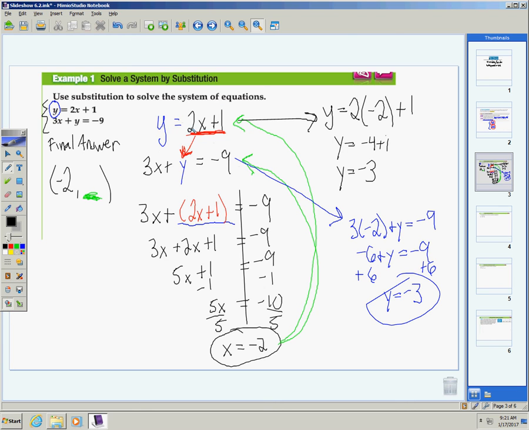And so my final answer, I just write in my y value. So what would the answer to the system of equations, when are they equal? They are equal when x is negative 2 and when y is negative 3, which means if I had a graph, they would cross at the point negative 2, negative 3. And that's all it is to use substitution. You solve one for a variable, plug in what that variable is equal to, solve, plug your answer back in, and solve again. And you get your two answers, which you write as an ordered pair.